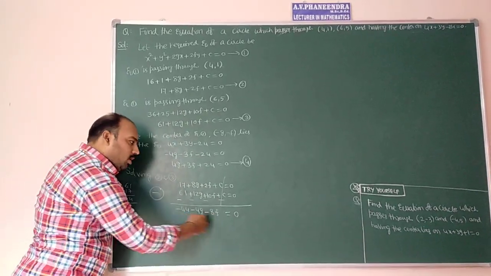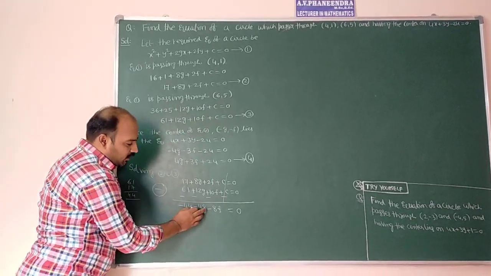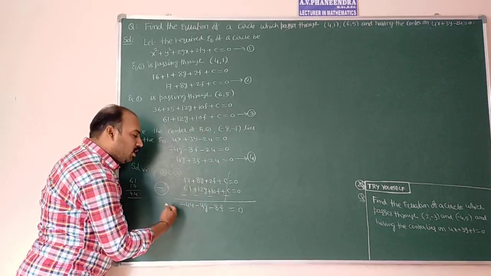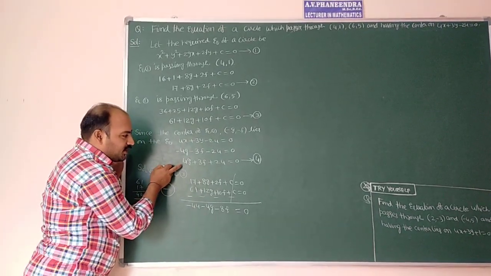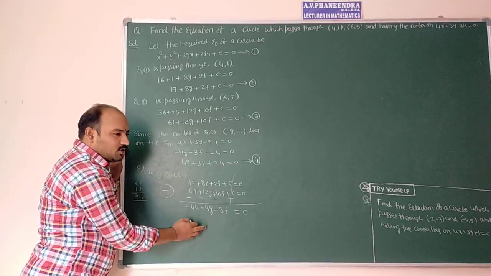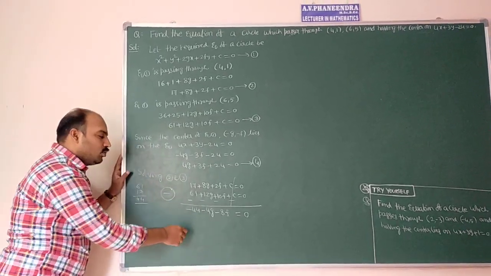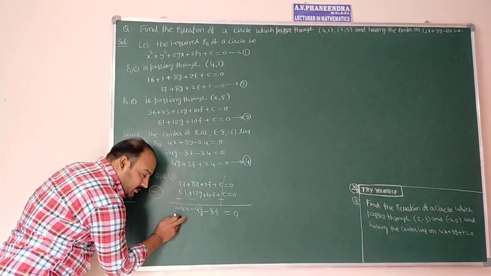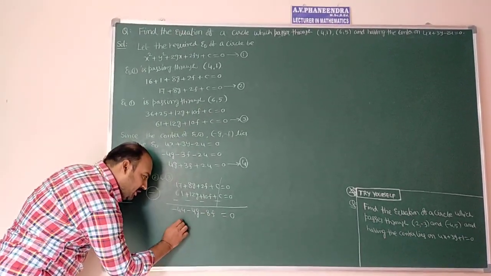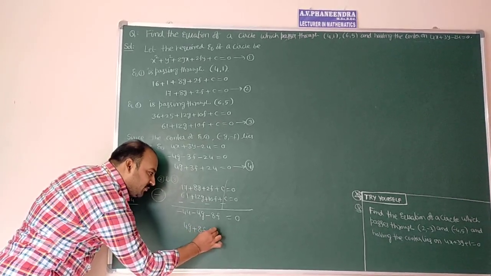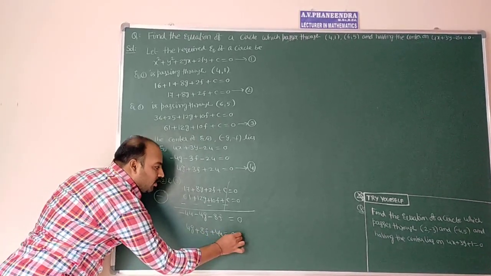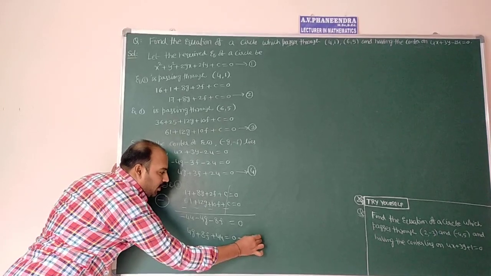Here also all are minus value. Every term is having minus. So take common minus. Why I am not taking common minus 4 means in this equation we have 4g value. Here also minus 4g value. So we can take common minus and we can take this side. It will become 4g plus 8f plus 44 equal to 0. We put that equation number 5.